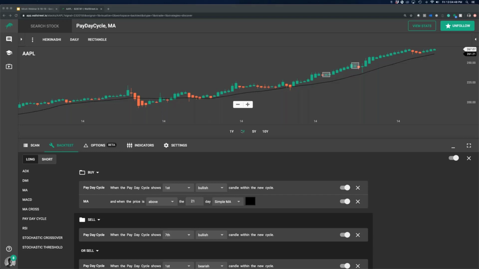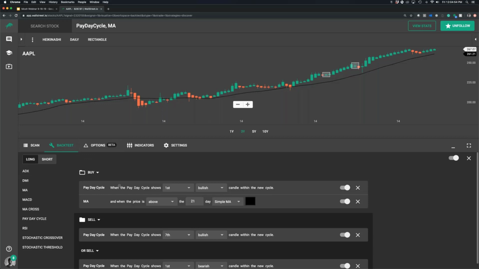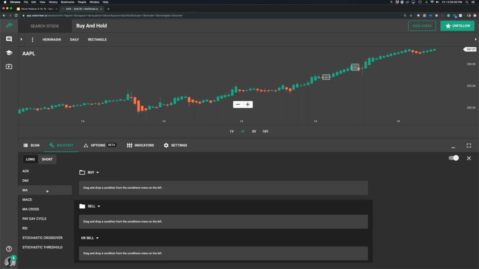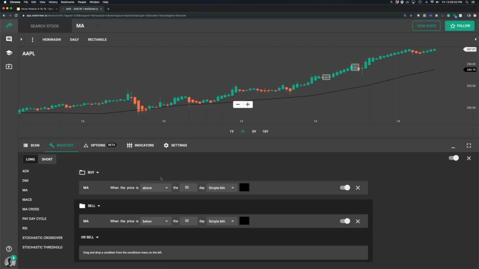Alex says, what indicators can you use? So we can currently backtest ADX, DMI, moving average, MACD, moving average cross, Payday Cycle, RSI, stochastics, and stochastics threshold. Just to give you an example of how flexible this is, for something like a moving average, you can do above or below the moving average, and you can do simple, exponential, or DEMA. Very, very flexible. Wow, lots of good questions here.